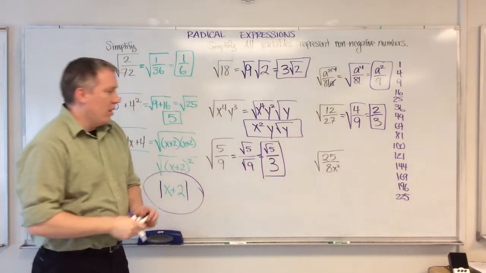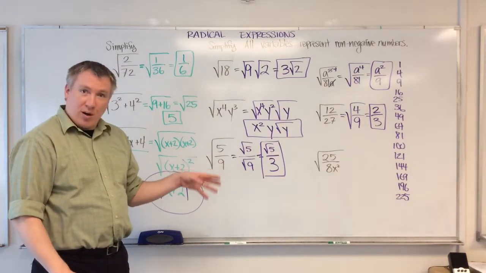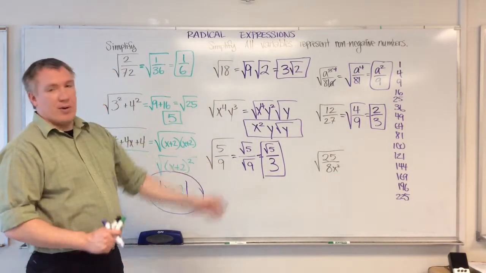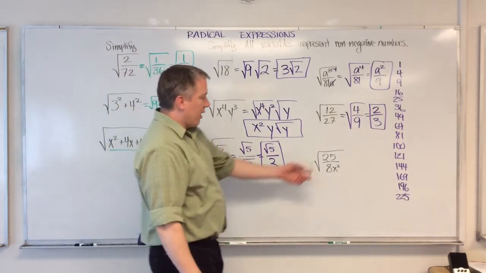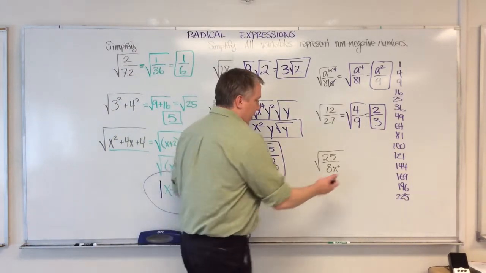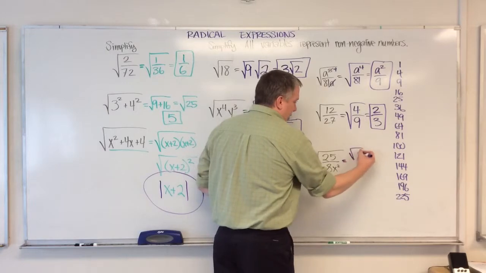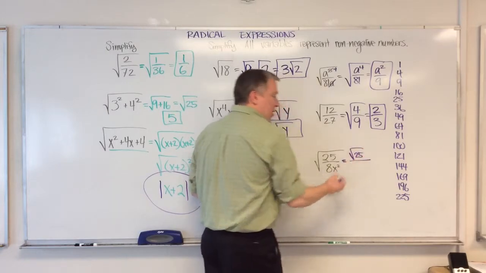Okay? All right, now for something a little bit more complex. And we're going to see this is going to be the most complex example. First, I can take the square root of 25. So what I'm going to do is just write the square root of 25 on the top. I know I can do that.